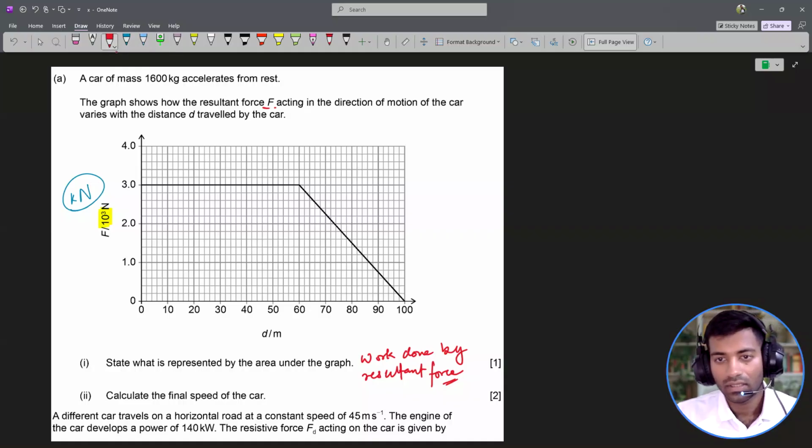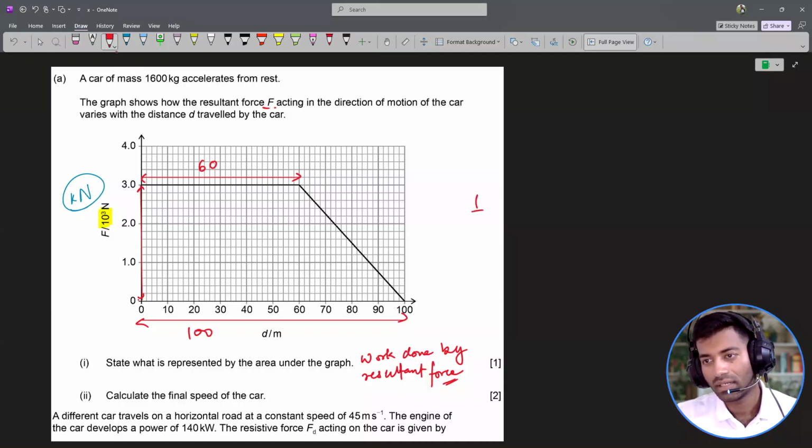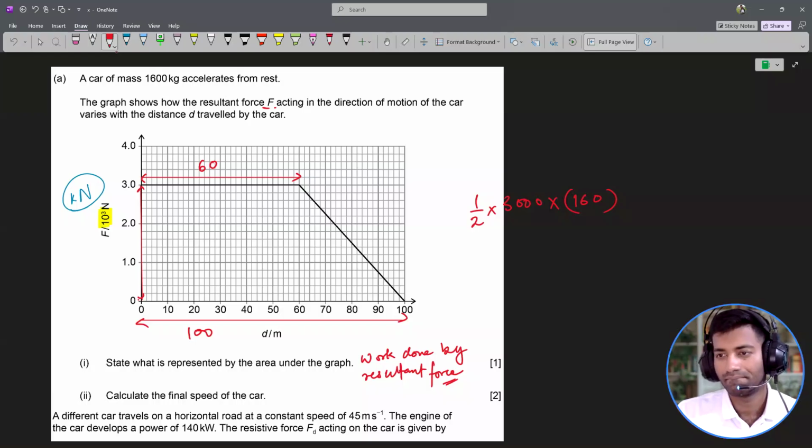So the area under the graph will be, I have this side of the trapezium, which is 60 units. The base is 100 units. And the height is 3000 units. Now, the area of a trapezium is 1/2 the separation between the parallel sides, so that's 3000, times the sum of parallel sides, so that is 160. This comes to 240,000, so that's 240 kilojoules.